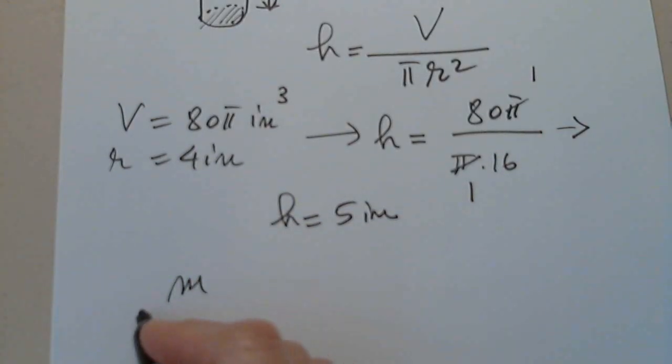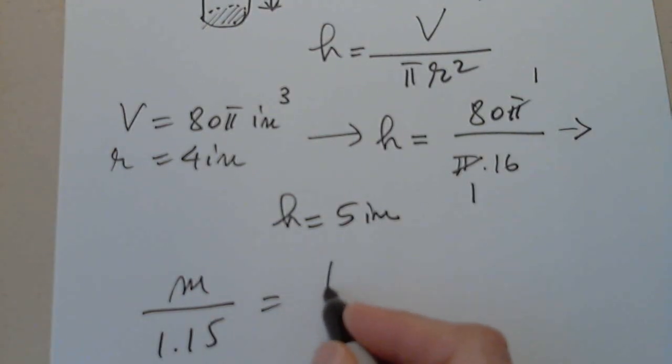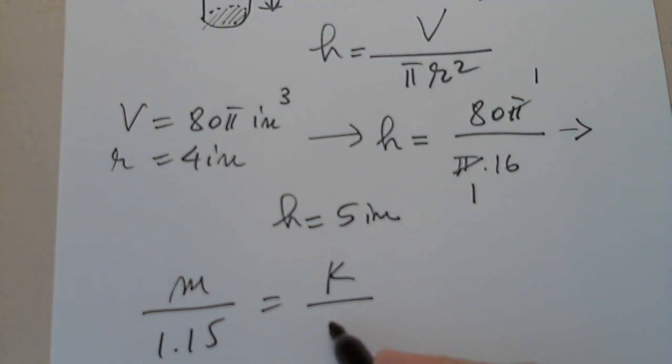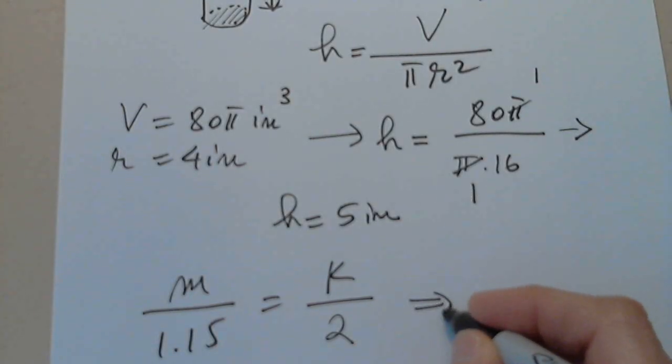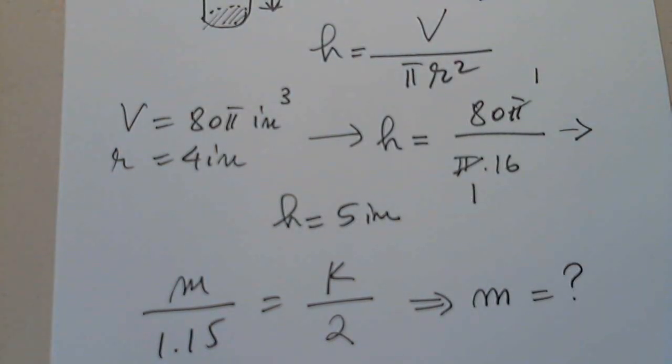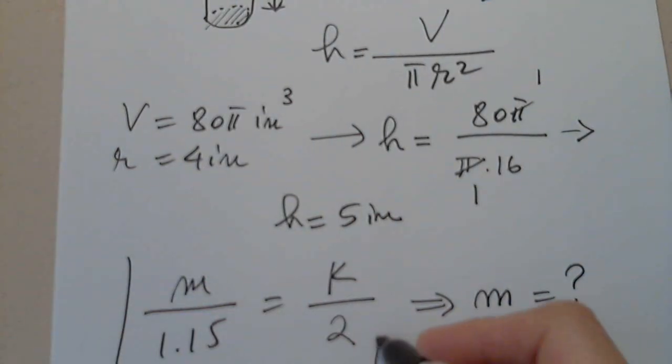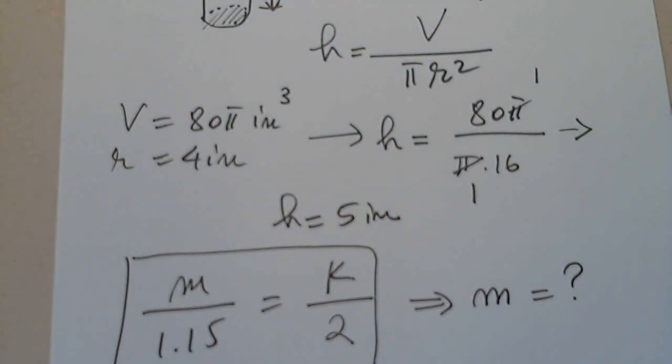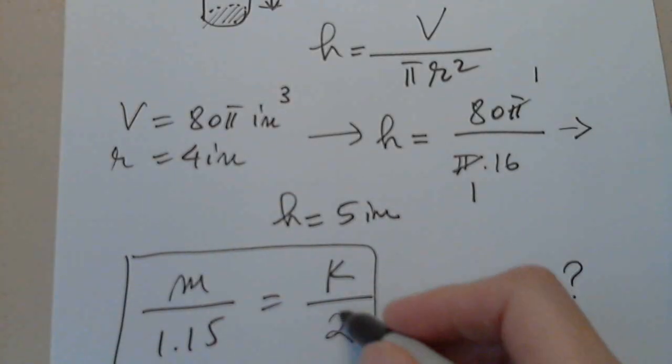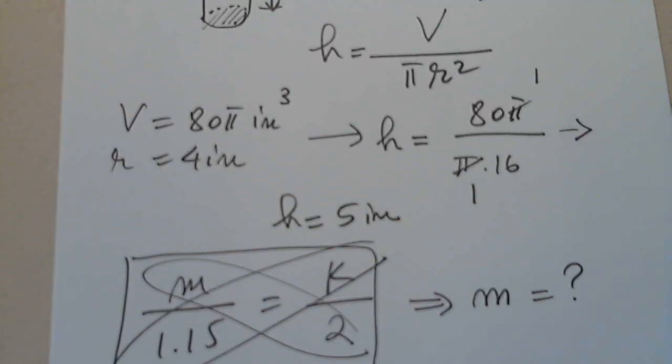Okay. M divided by 1.15 equals K divided by 2. They're asking us to find M. What is this and how are you going to address it? It's a key word. It's very important in math. Yes? Is it a proportion? Yes, thank you very much. It's a proportion. Only in a proportion we can cross multiply. Very good. Proportion.